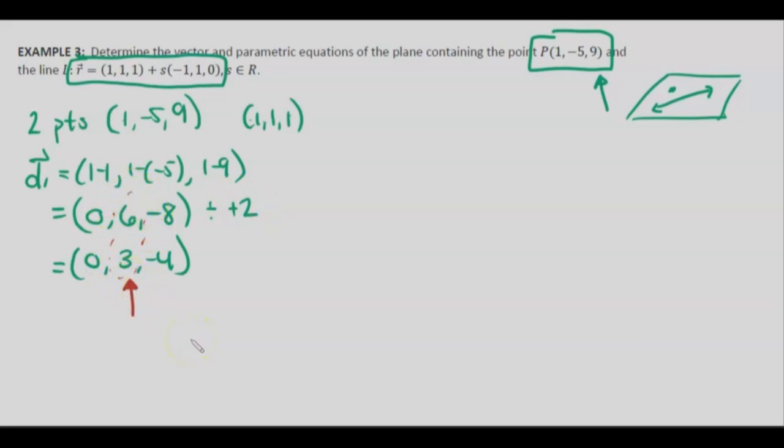Just throwing it out there, if we did do -2, this number, which is our leading number, because our leading number is 0, so we automatically go to the next number. But this is our leading number to look at. We want that to be positive. So 0, 3, -4. Okay, what else does the question give us? The question also gives us another direction vector, which is here, -1, 1, 0.